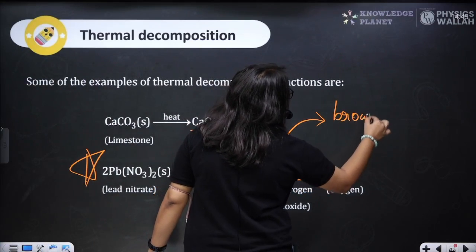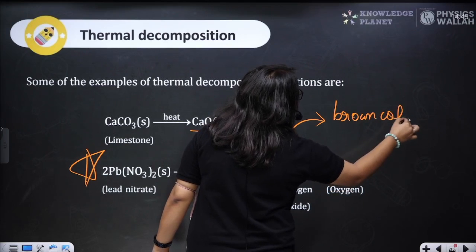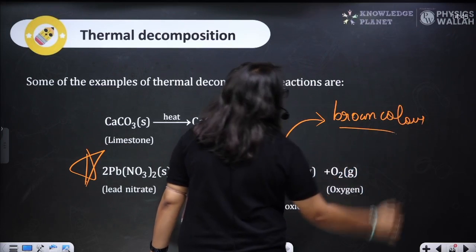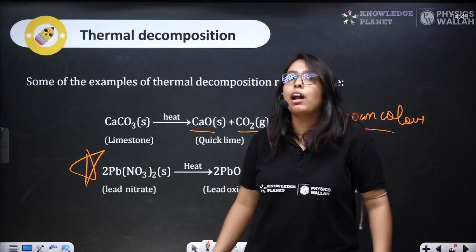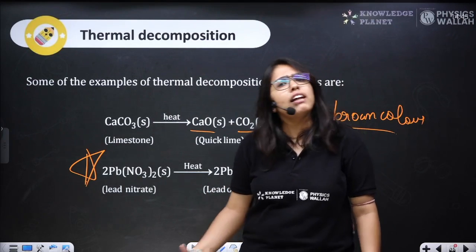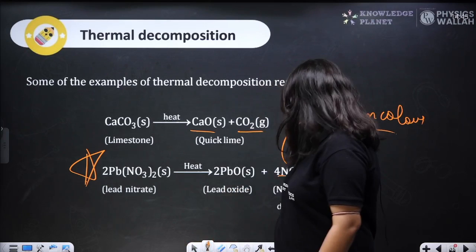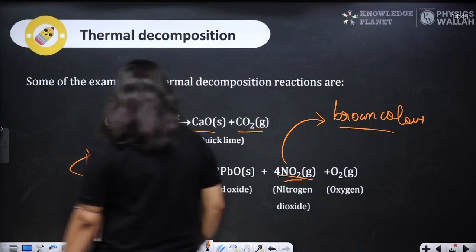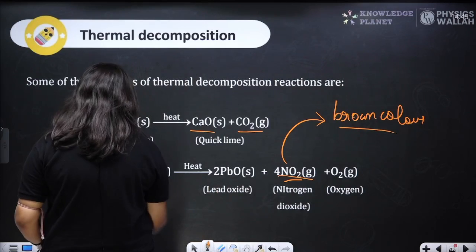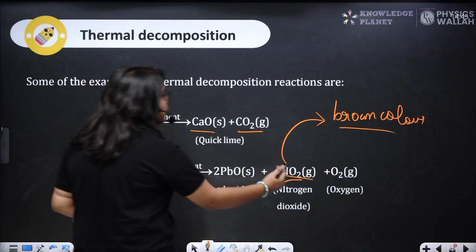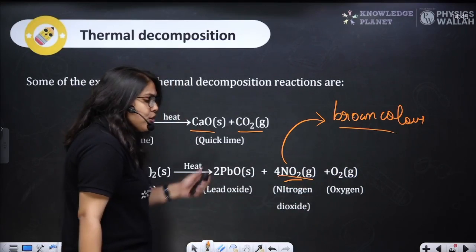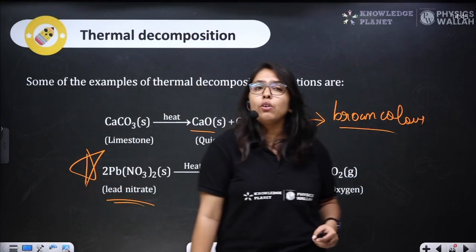It is a brown color gas. So they might ask you that, okay, when the lead nitrate is heated, a brown color gas is released. Where is this brown color gas coming from? Nitrogen dioxide. And this lead nitrate, upon heating, gives rise to three products, which is lead oxide, nitrogen dioxide and oxygen. So are these not decomposition reactions?